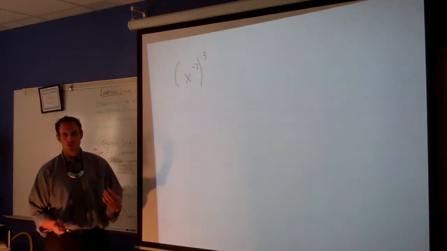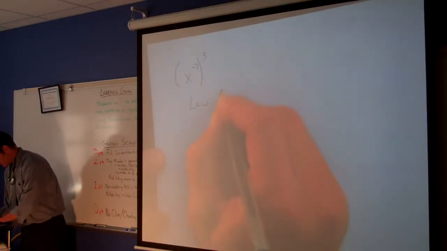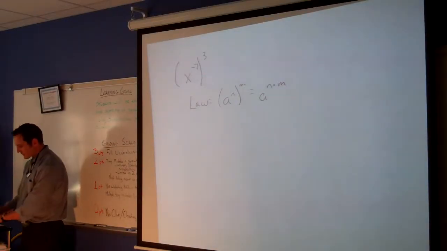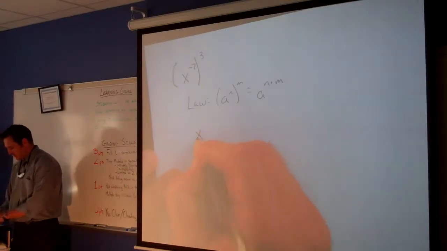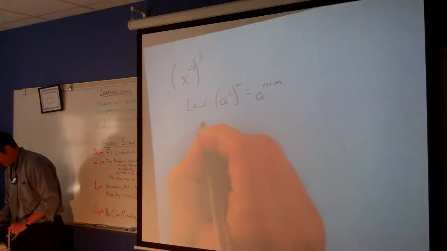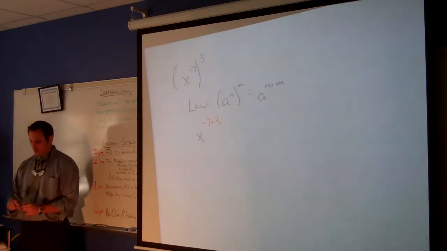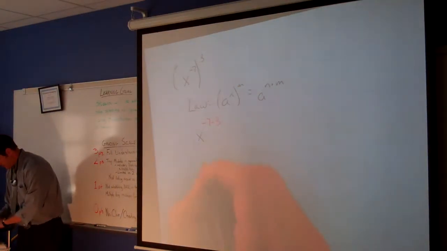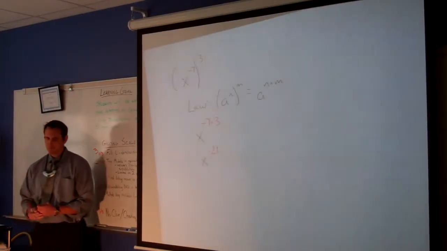So let's use the law we just now learned, that when you raise a number with an exponent to a power, keep the base, multiply the exponents. With this example, x to the negative 7 to the 3, you keep the x, but now you multiply the negative 7 times 3. So you keep the base, you multiply the exponents. Negative 7 times 3 is negative 21. So we have x to the negative 21.